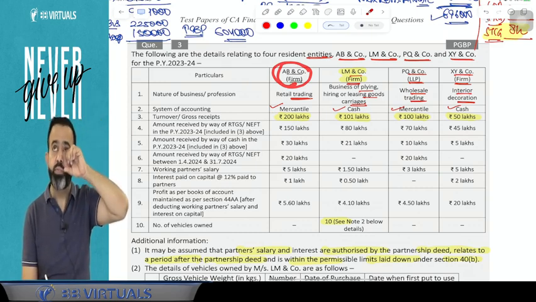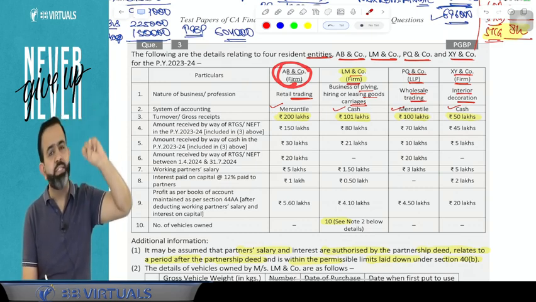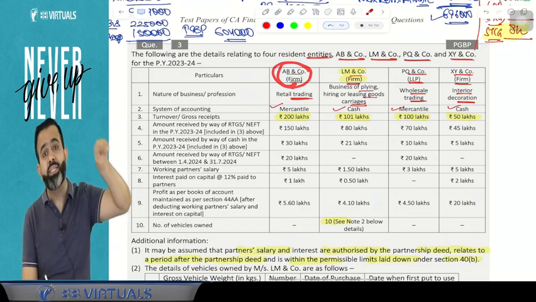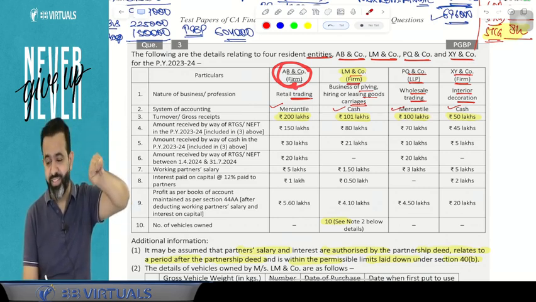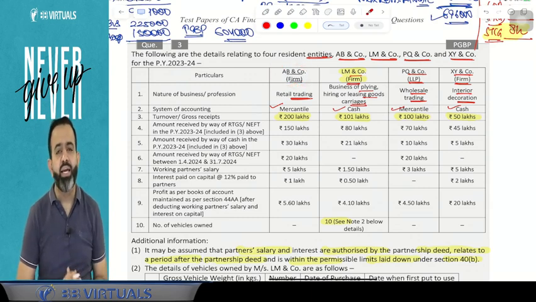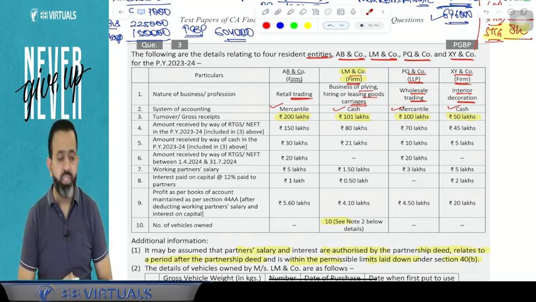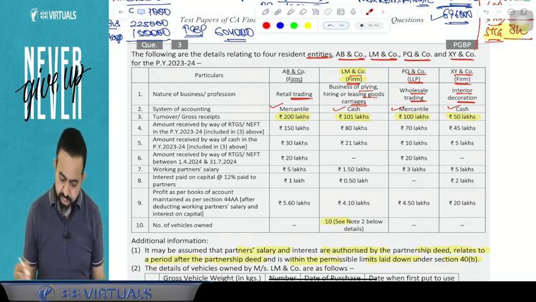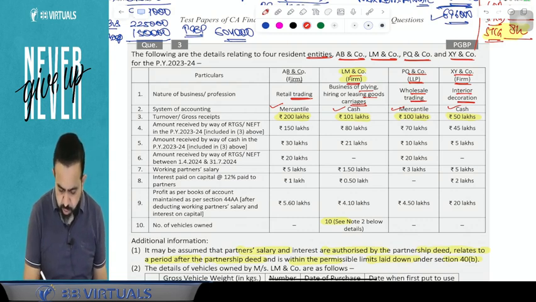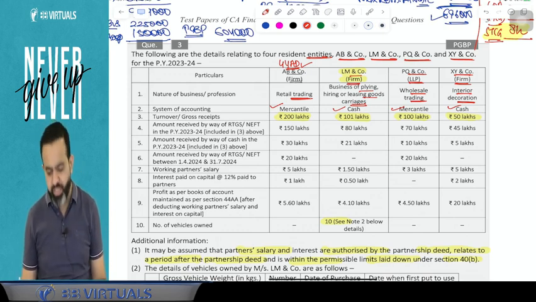AB and company, because 44AD is applicable for a resident individual, resident HUF or resident partnership firm other than LLP. If they are engaged in business and their business turnover is up to 2 crore rupees, then they can opt for section 44AD. So can I say that this AB and company can opt for section 44AD? Answer is yes, they can opt for section 44AD.